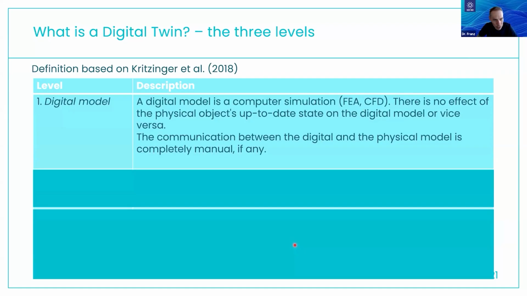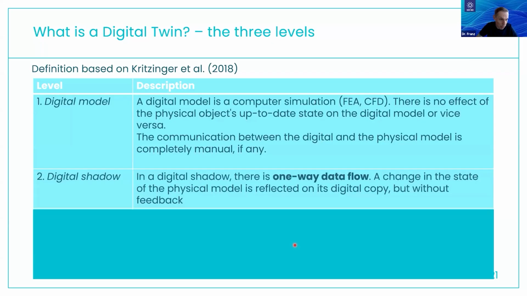So actually, there's nowadays a very good definition of different levels done by Kritzinger et al. from 2018. And that states that if you just have a digital model, whether it's a drawing, a computer simulation, finite element, CFD, and there's no effect of the physical object, so in our case, the ship, then it's just a digital model. So that means if you build a finite element model of your ship, it's not a digital twin, it's just a digital model.